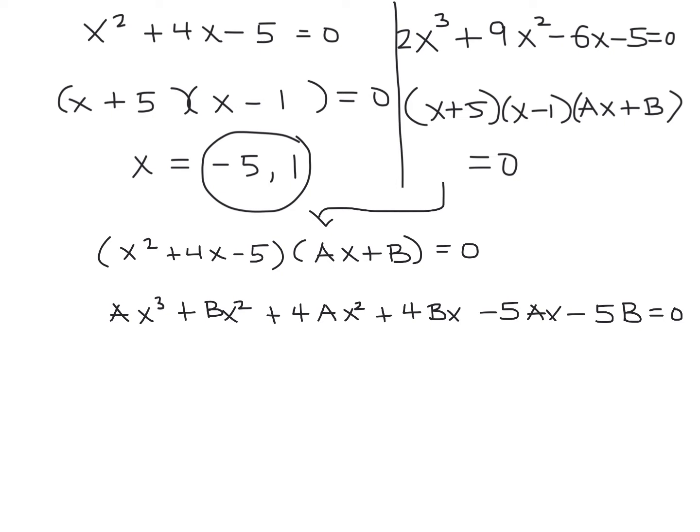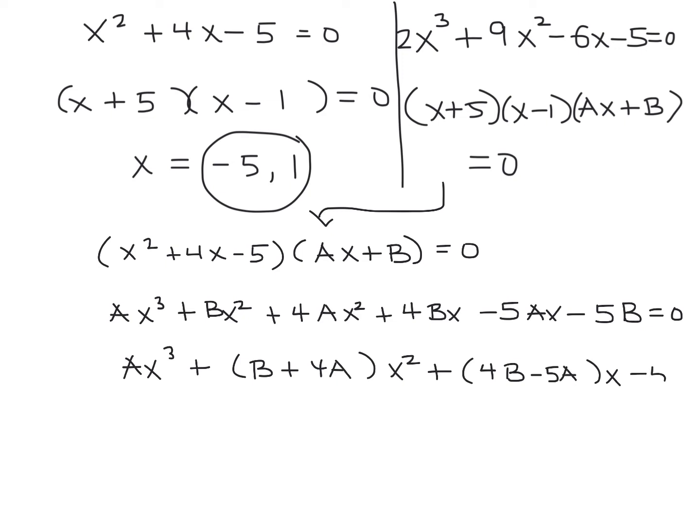And then we can collect like terms, and when we do, we get ax to the power of 3 plus, if we put everything in front of the x squared, we'll have b plus 4a. And then if we put everything in front of the x, that coefficient is going to be 4b minus 5a. And then we've got this lone minus 5b, and that all equals 0. Correct? Okay, great.